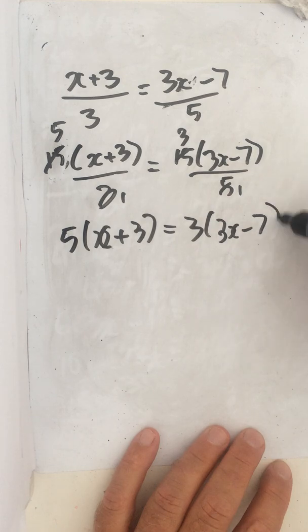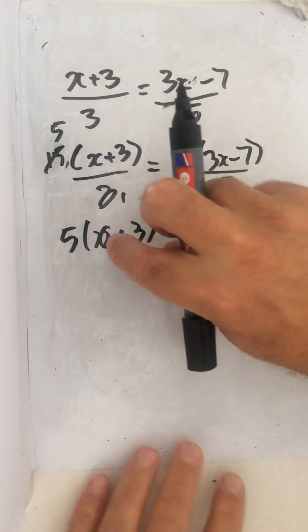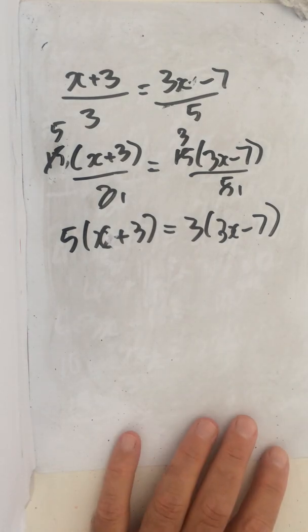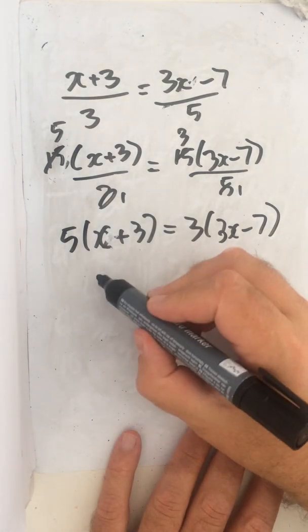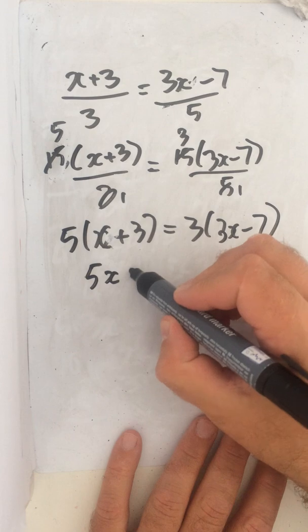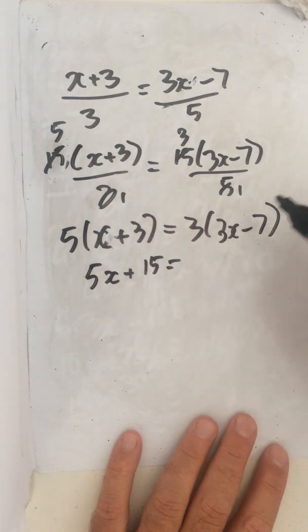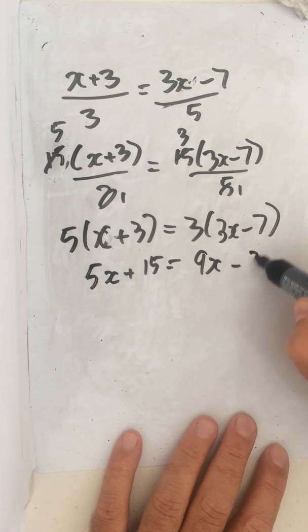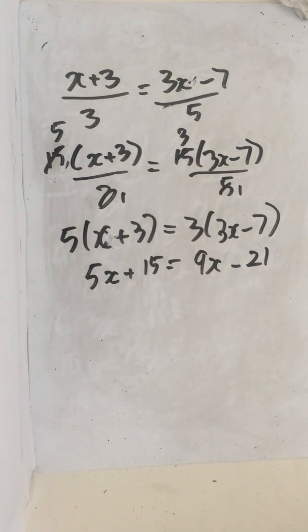3x minus 7. Okay, so it's just working through the worked example and copying each step, and then it becomes very familiar. So it's 5x plus 15, expanding that bracket, 9x minus 21, expanding that bracket.